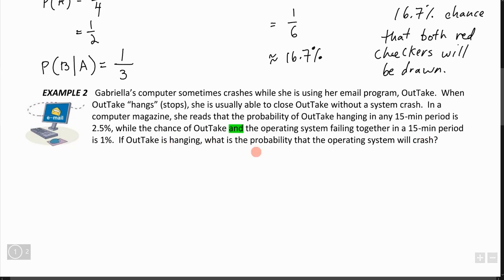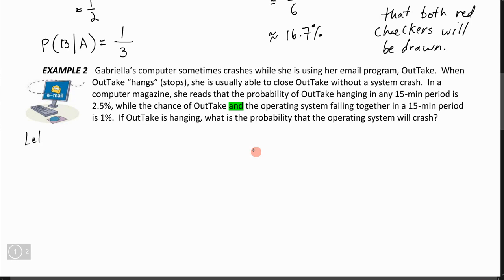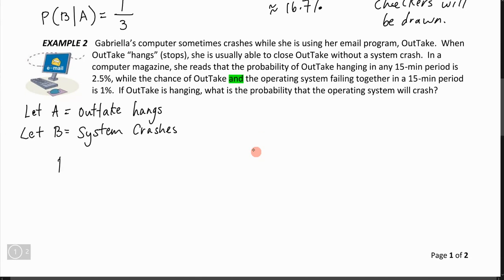Okay, so let's define our events here. Let A be the event where the Outtake program hangs, and let B be the event where the system crashes. Okay, so what are we told? Well, we're told that the probability of the Outtake program hanging, A, is equal to 2.5%, or as a decimal, I can express that as 0.025.